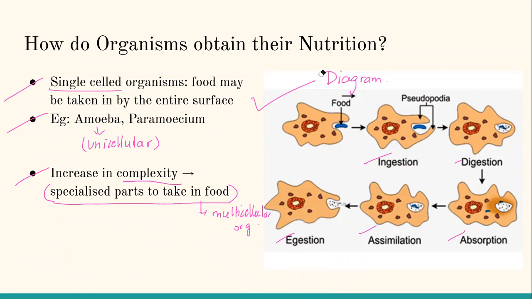Yes. Coming to the diagram, it shows the 5 basic steps of digestion taking place, or basically the complete process of nutrition taking place. Amoeba, because it is unicellular and shapeless like this, has these extensions, okay? These kind of things are what are called pseudopodia, which is given here also. Pseudopodia. What does pseudopodia mean? It loosely translates to false feet.